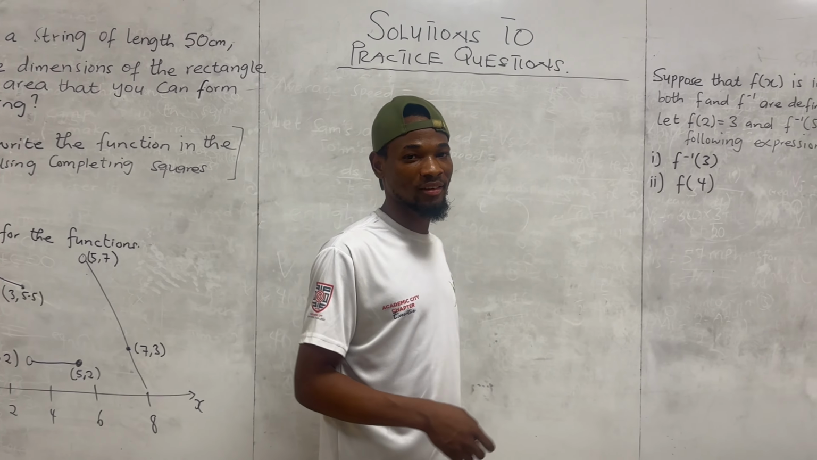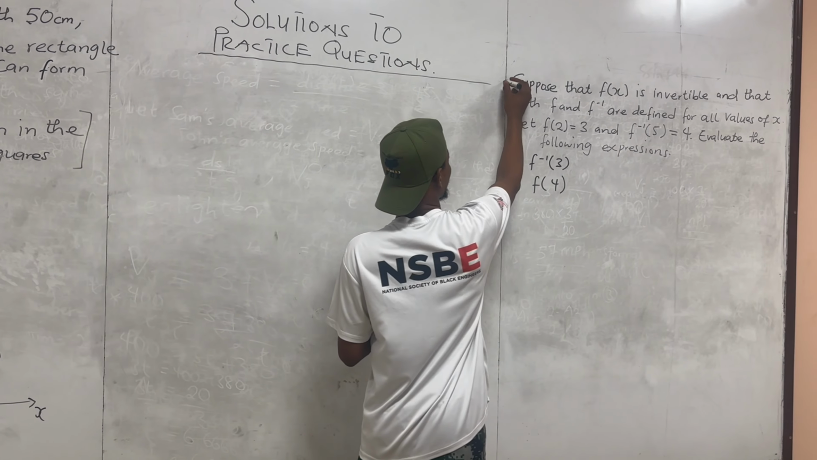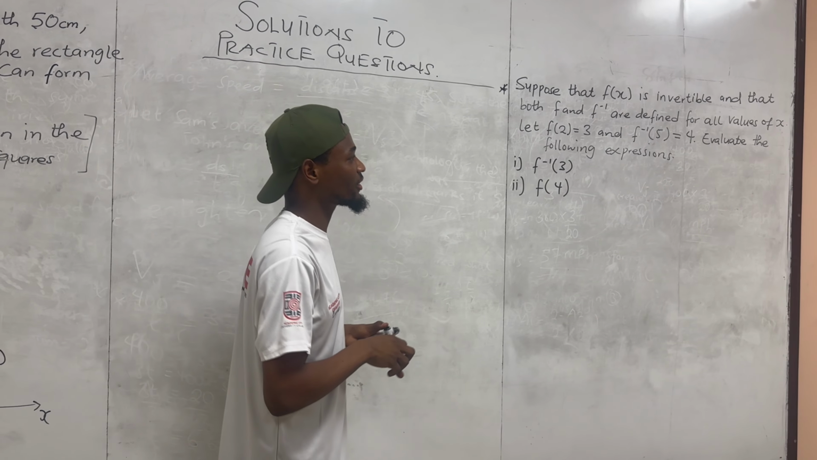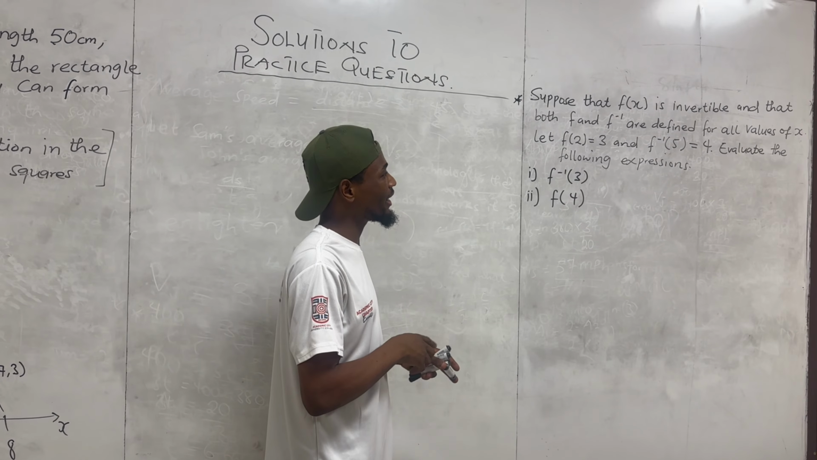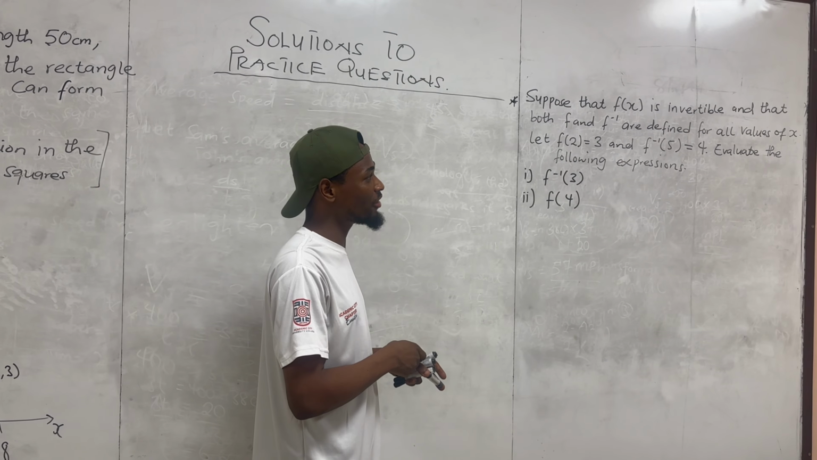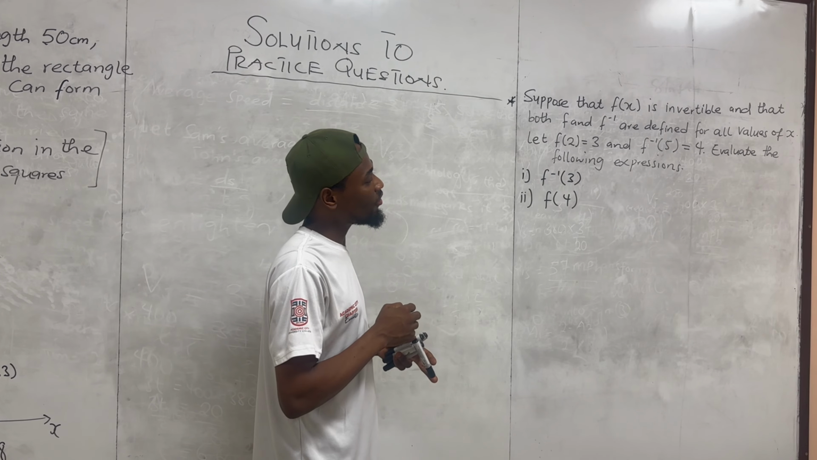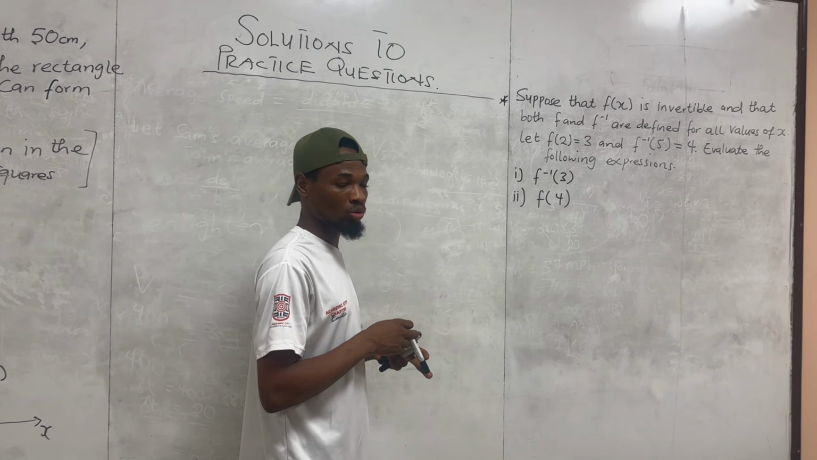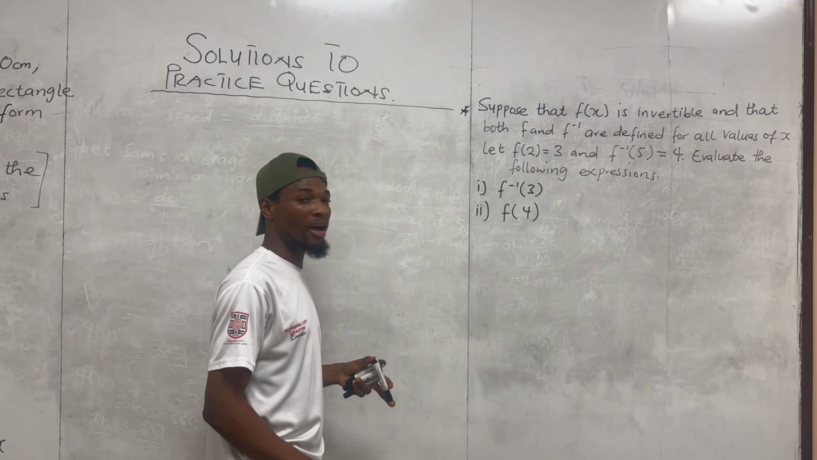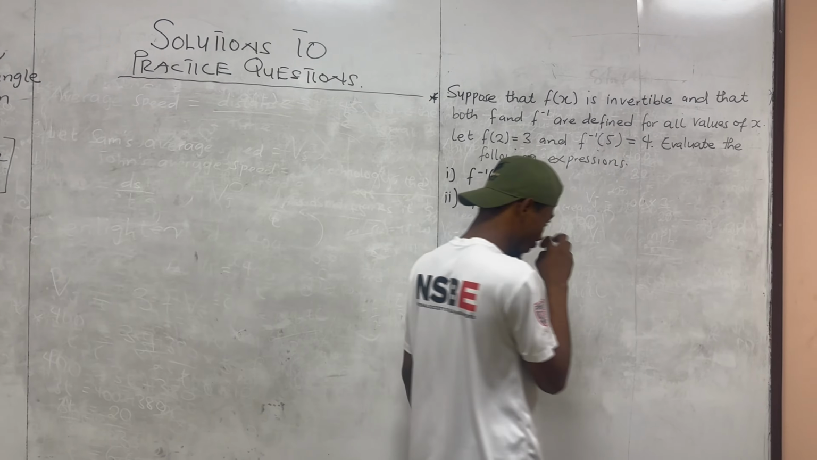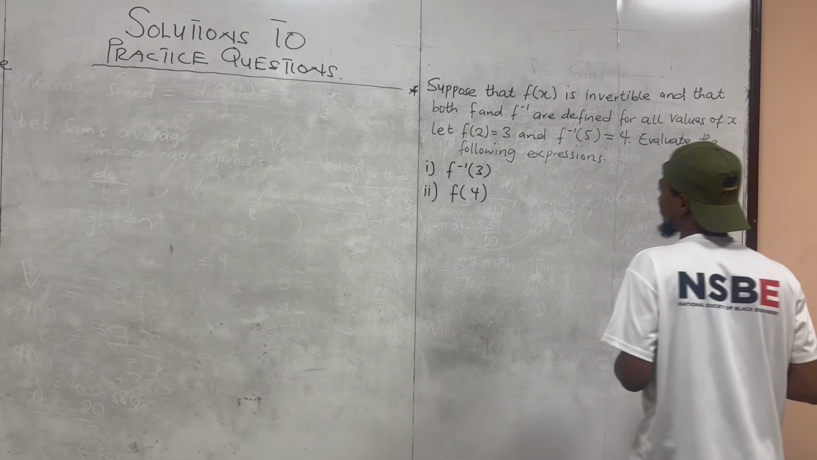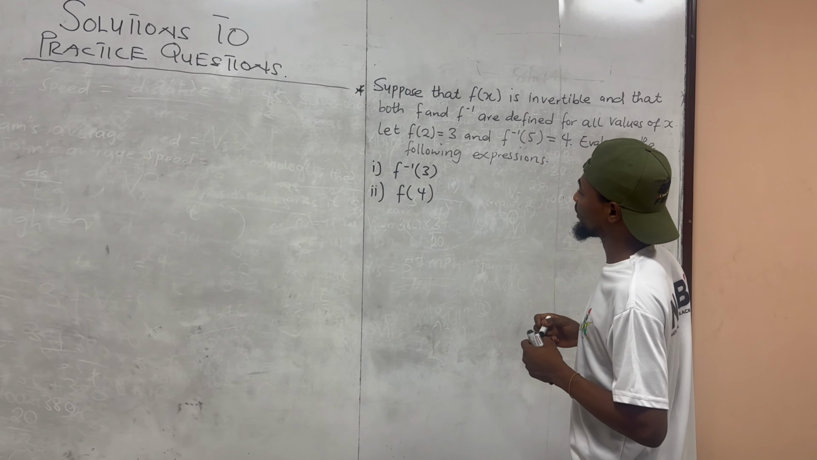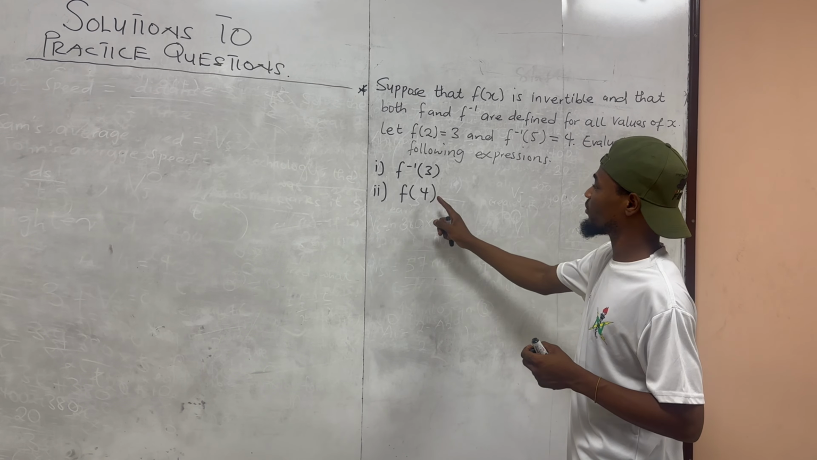Let's consider this question. Suppose that f of x is invertible and that both f and f inverse are defined for all values of x. Let f of 2 equals 3 and f inverse of 5 equals 4. Evaluate the following expressions. I, f inverse of 3 and f of 4.